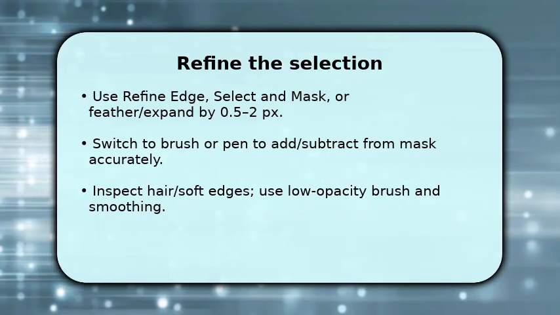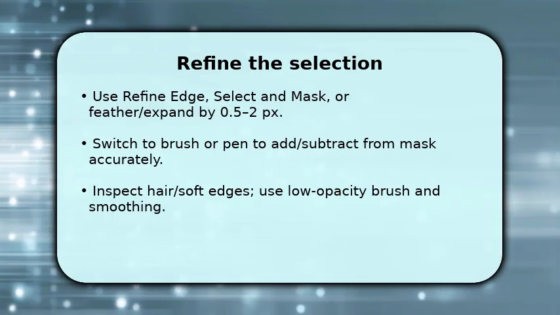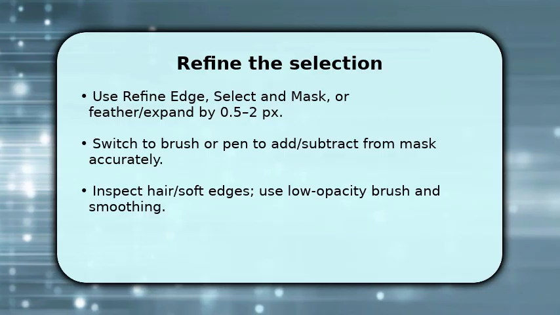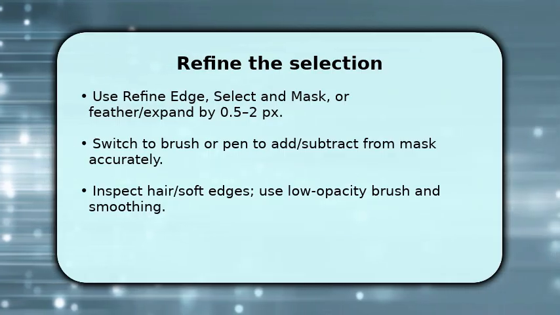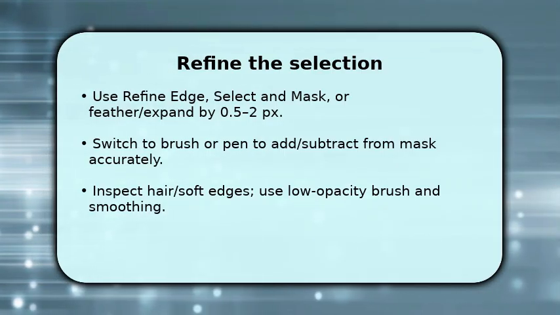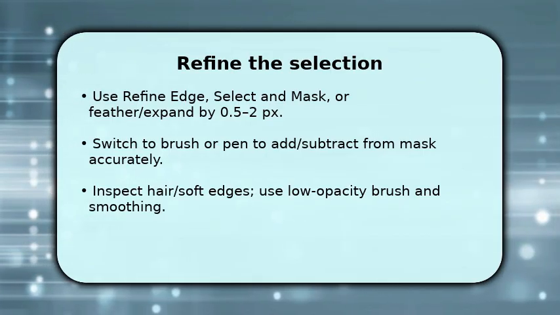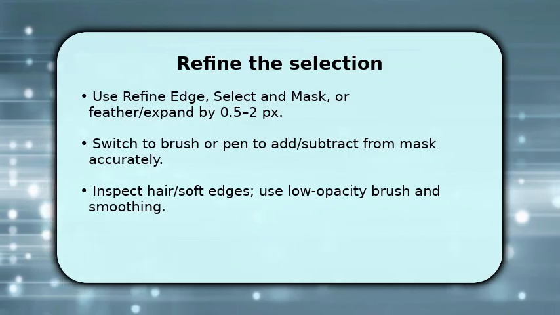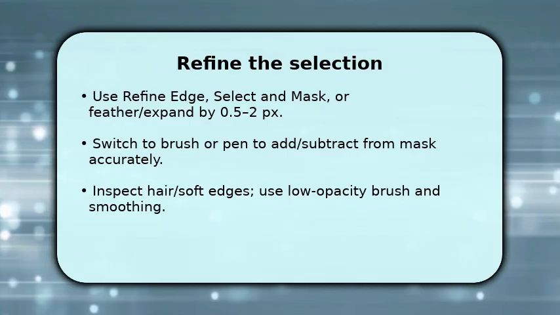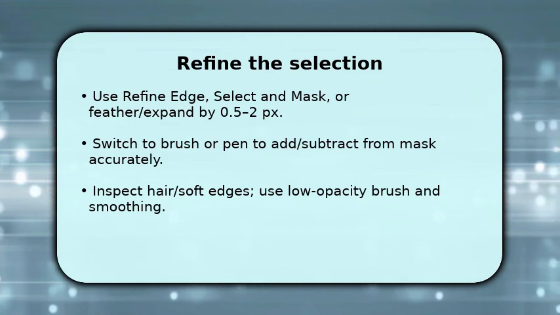Enter the Select and Mask workspace or use Refine Edge to treat hair and soft borders. Increase radius slightly and activate Smart Radius so the algorithm captures fine strands, then switch to the Refine brush to paint over problem areas. You should alternate between adding and subtracting with a small soft brush, because manual correction resolves algorithm errors. Make sure to output to a mask layer so you can non-destructively tweak edge opacity and feathering later.